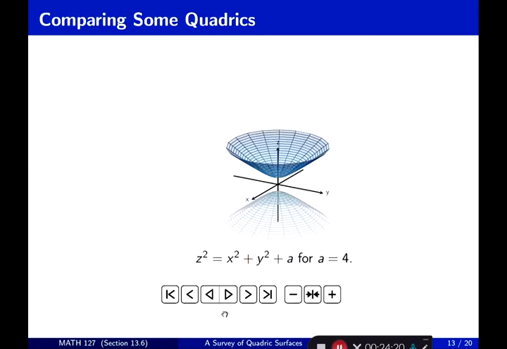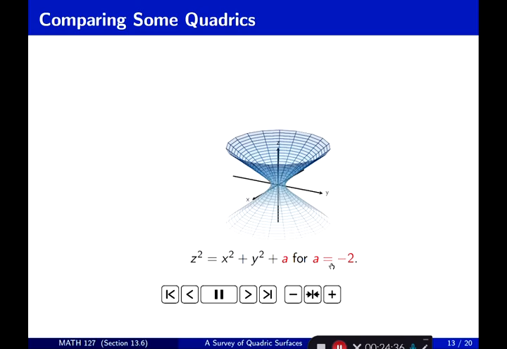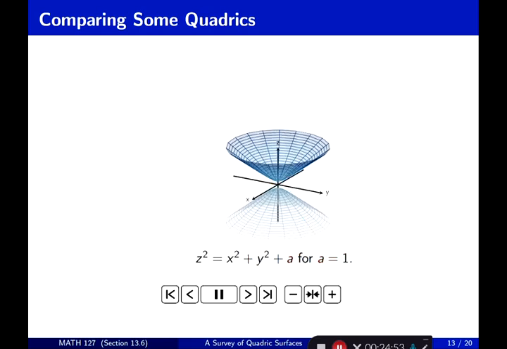Okay, again, for a comparison, let's look at this. These are all the equations. z squared equals x squared plus y squared plus a. When a is positive, you will get the hyperboloid of two sheets. When a was 0, you saw the cone. Then when a is negative, you see the hyperboloid of one sheet. So a negative, hyperboloid of one sheet. a zero, it's the cone right there. And then a positive, you get hyperboloids of two sheets.